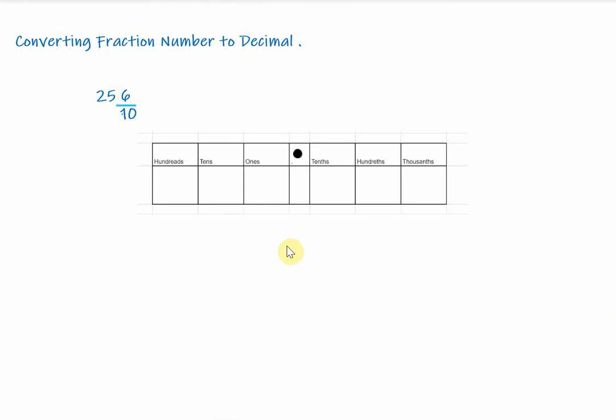Okay, so I have a chart here for you. As I said, any numbers before the decimal point, you start with ones, tens, and hundreds. Anything after the decimal point, you go with tenths, hundredths, and thousandths. If you see my example, it's 25 and 6 over 10. So 25 is your whole number and 6 over 10 is your fraction. If you see 25, 5 is ones and 2 is your tens. So let's go ahead and write this number in here.